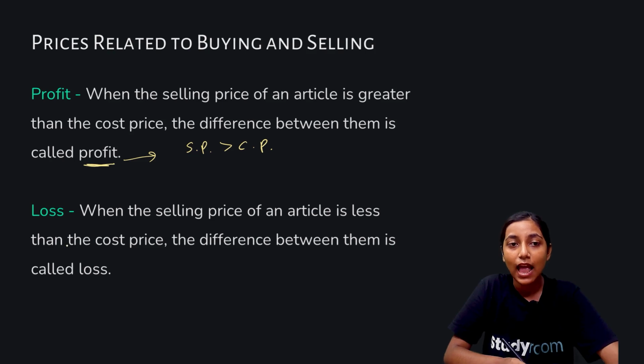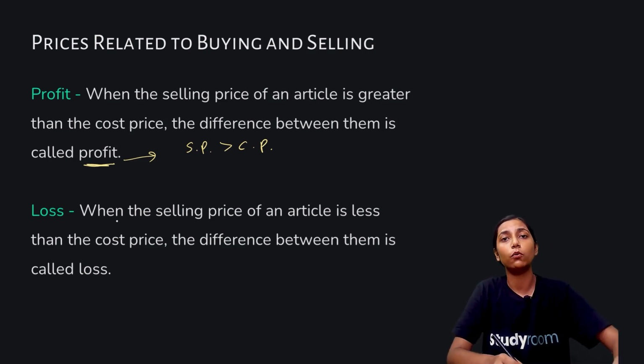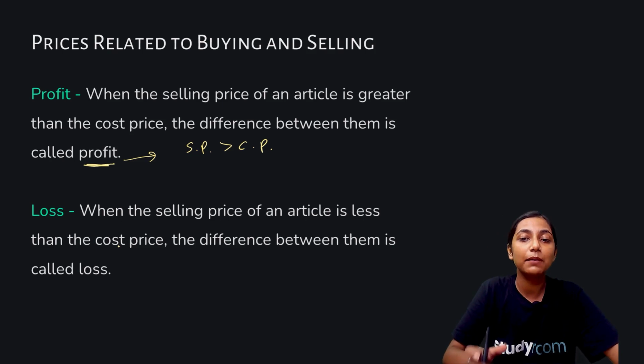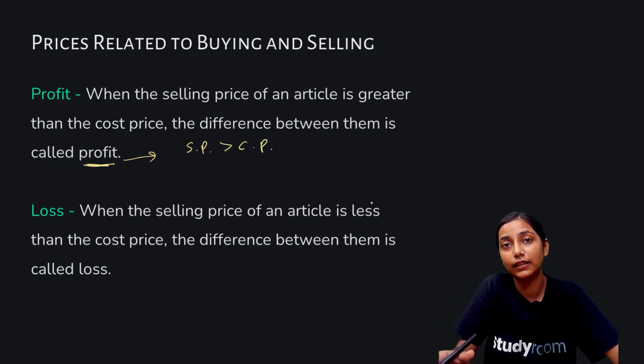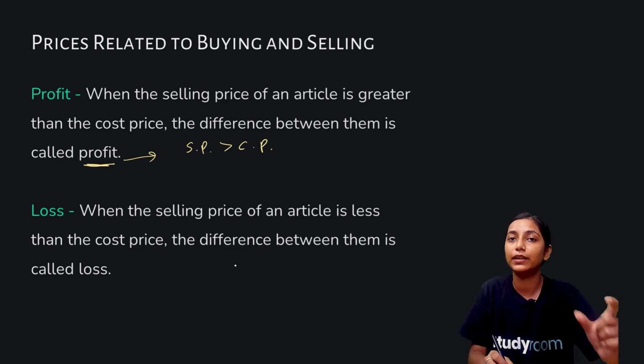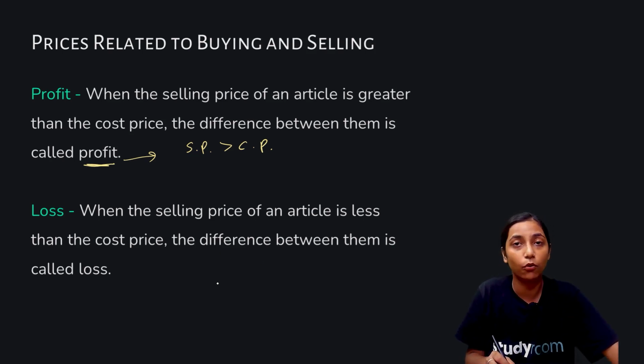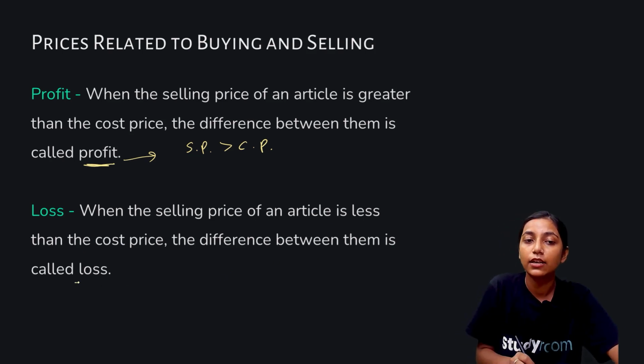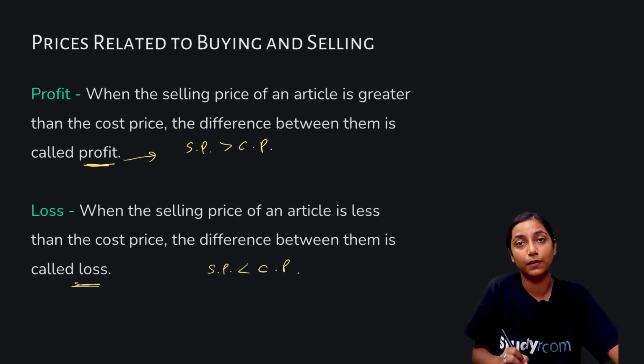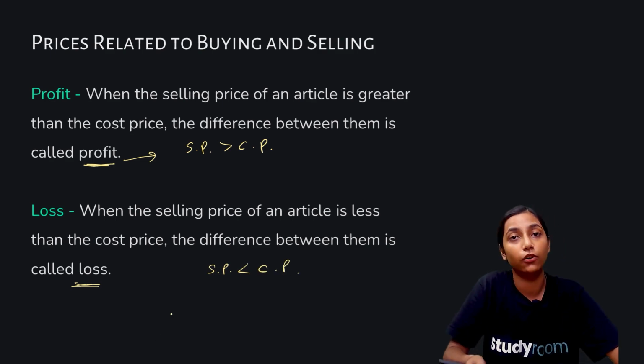This is very obvious. And when do we incur a loss, or what is loss actually? When the selling price of an article is less than the cost price. So when the price at which we are selling an item is lesser than the price at which we bought the same article, then we face a loss, and the difference between the cost price and the selling price gives us the loss when SP, that is selling price, is less than the cost price. So this is what profit and loss is about.